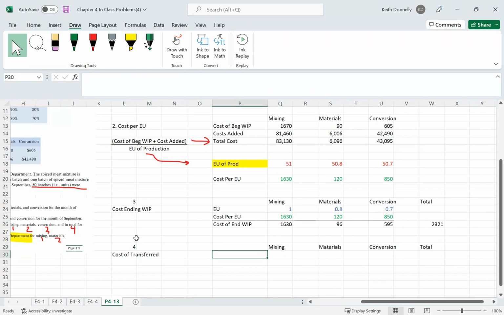So we said with this one, it's going to be your units transferred out, and then we're going to have our cost per equivalent unit. If you multiply the two, that gives you the cost of the units transferred.